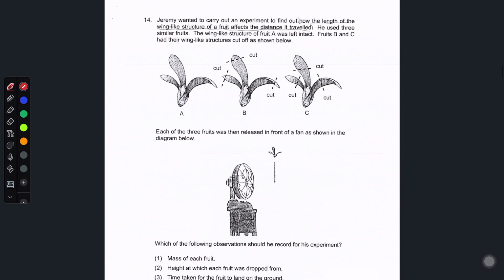Jeremy wanted to carry out an experiment to find out how the length of the wing-like structure of a fruit affects the distance it travels. So the changed variable is the length. Distance traveled is the measured variable. He used 3 similar fruit, trying to tell you that it's a fair test. The wing-like structure of A was left intact, that means it was not cut. Then B was cut by here, C was cut even more. So this one is the shortest, then this one is the longest.